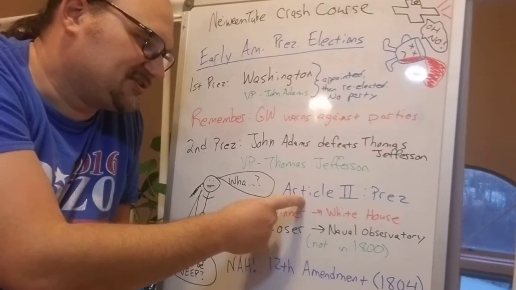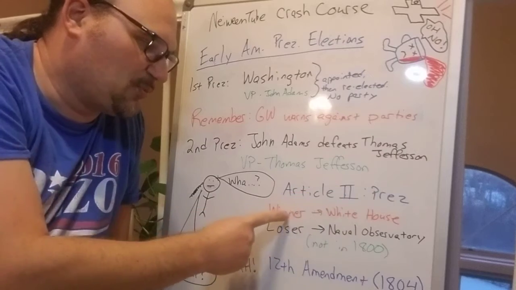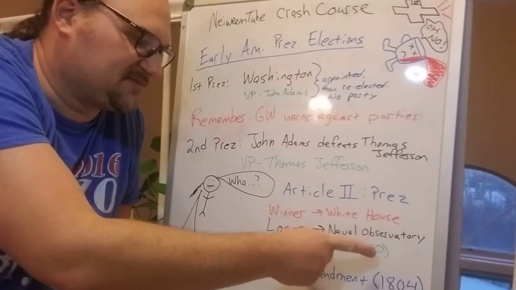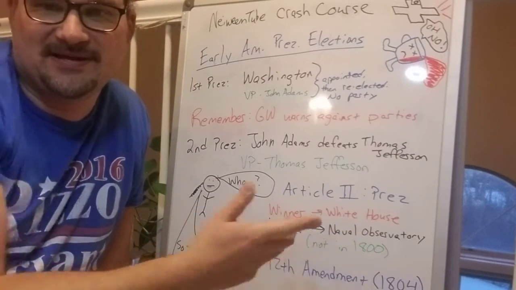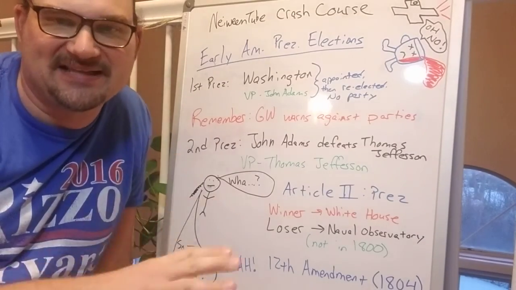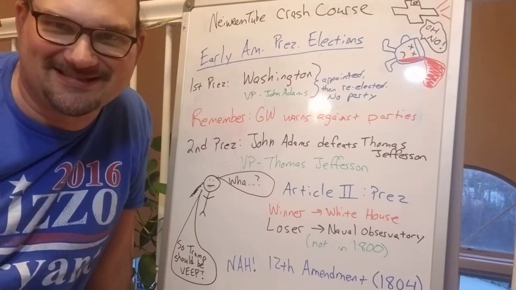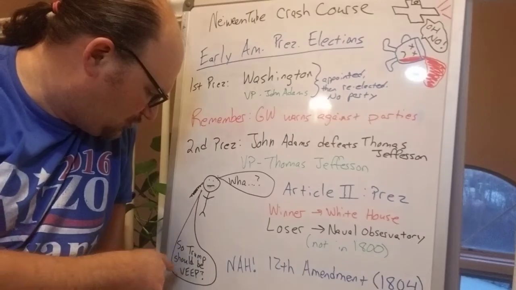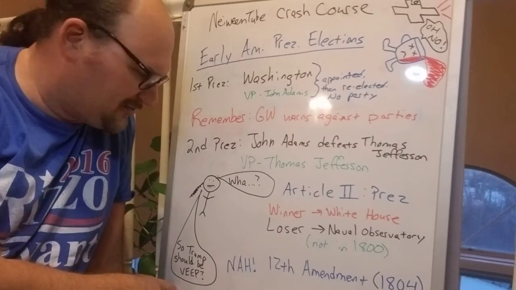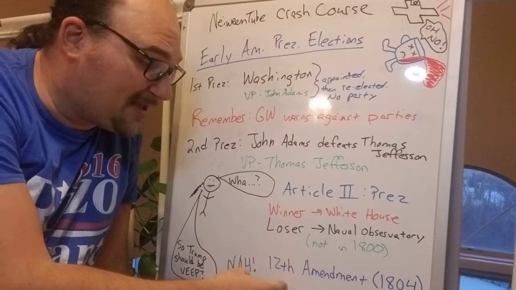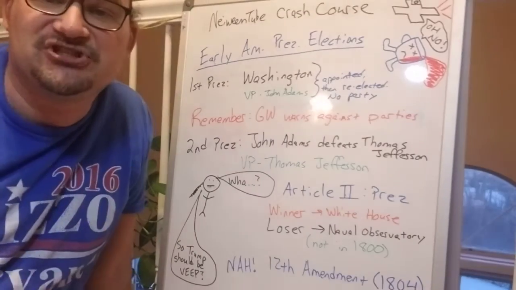Article 2 to the Constitution about the president says that the winner gets the White House and the loser gets the Naval Observatory. Well, not in 1800 because the Naval Observatory didn't exist then, but that's the official vice presidential residence now. So, wait a minute, Trump should be the Veep right now then? Well, nah, the 12th Amendment in 1804 changed that.